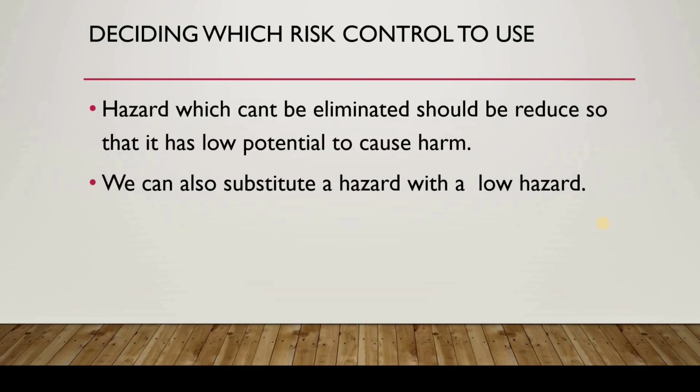A hazard which can't be eliminated should be reduced so that it has low potential to cause harm. In some cases, we cannot eliminate the hazard because we have to work, and in that case, we have to reduce it to some extent. The hazard also can be substituted with a lower hazard. For instance, if construction work is going on the road, then we can have signboards that say make your speed slow. In that case, the traffic will go, but it will be with care and the hazard will be reduced.